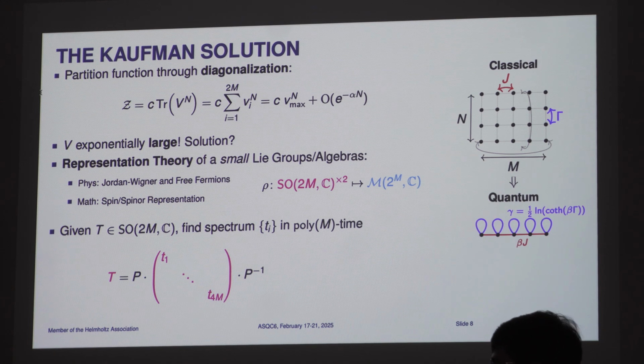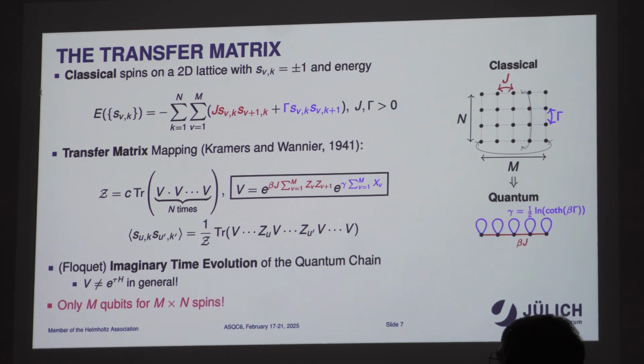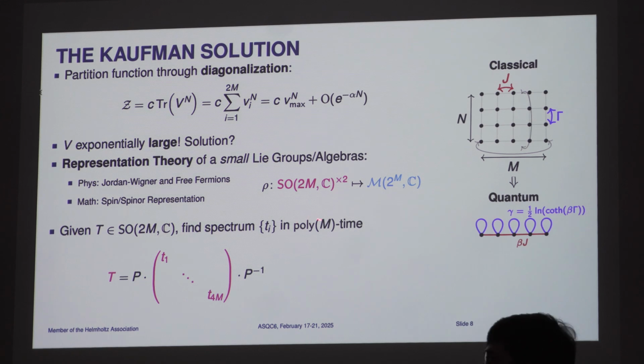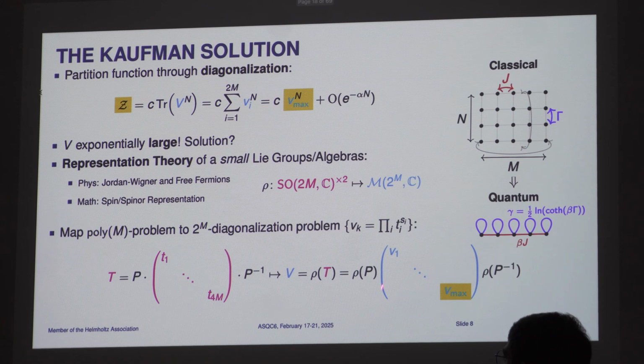And the reason why we are able to solve this model is that it turns out that these transfer matrices, so these products of exponentials here, actually come from the representation of a very small group, which in physical terms is very well known from the Jordan-Wigner and free fermions transformation. And the reason why we can solve this model efficiently is that essentially we have to deal only with polynomially sized matrices. So we have some matrix of size linear in the size of the quantum system, and then in polynomial time we can find its eigenvalues, and from there we can map it to the original transfer matrix by considering specifically the maximal eigenvalue, although through a very simple formula we are able to potentially compute all of them.